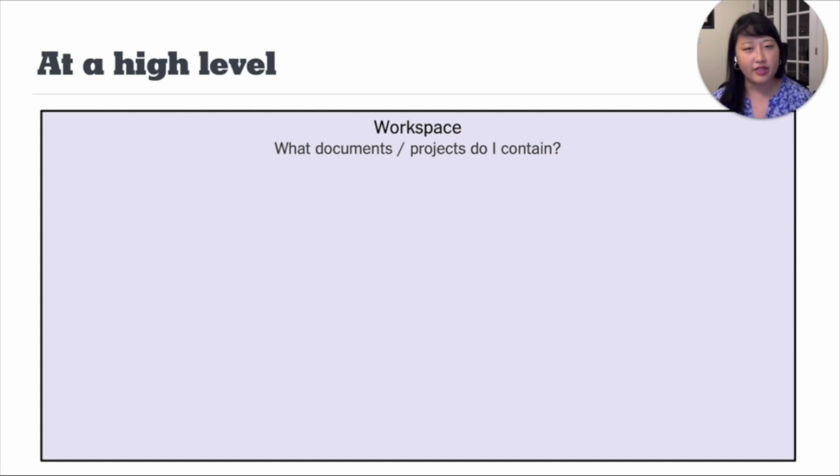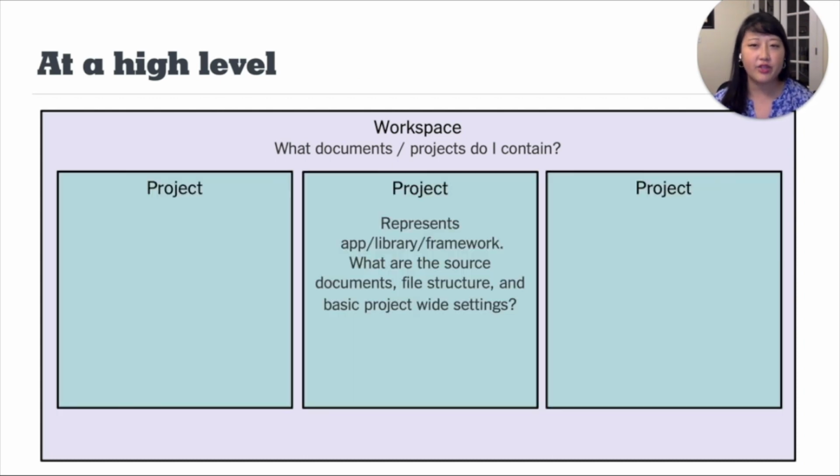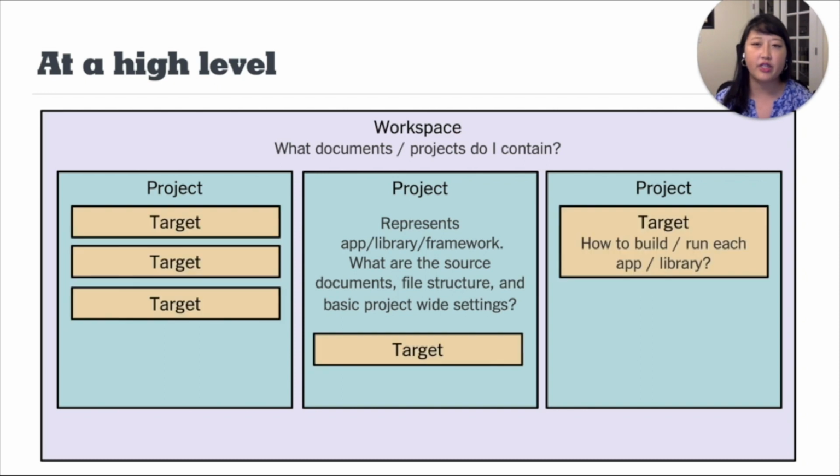At a high level, it's a document that tells Xcode what projects or other documents that it represents. And a project represents an app, library, or framework, and it contains things like what are the source documents, what is the file structure, what are your basic project-wide settings. You can think of this sort of like Android's root build.gradle. And a project contains one or more targets, and a target tells Xcode how to build or run each app or library. You can think of this like Android's app build.gradle file.